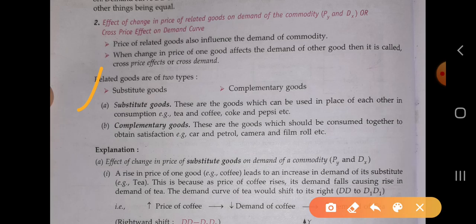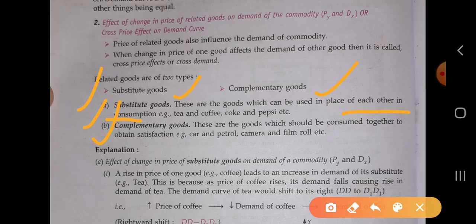Related goods are of two types. The first one is substitute goods and the second one is complementary goods. What are substitute goods? These are those goods which can be used in place of each other in consumption. Substitute goods are those goods which can be used in place of each other for the consumption of any commodity. Whenever we can replace one good with another good, they are called substitute goods.